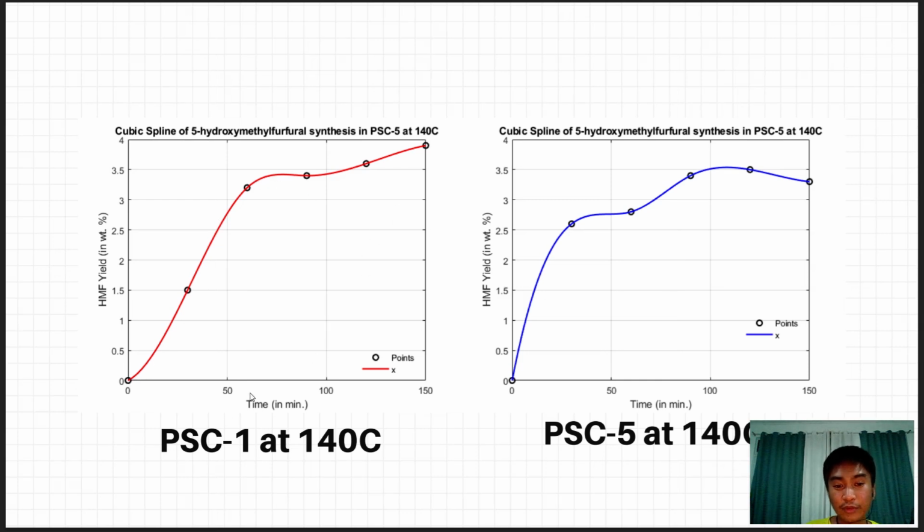For PSC1, which is indicated in red, it shows a very fast increase and then a slow increase at around 90 minutes. Over here, you can see that there's also a sharp increase at 30 minutes for PSC5, and then it slowly decreases, increases, and decreases again. So this is the cubic spline for PSC1. This is a clerical error, and then the cubic spline of PSC5 at 140 degrees Celsius, both of these.